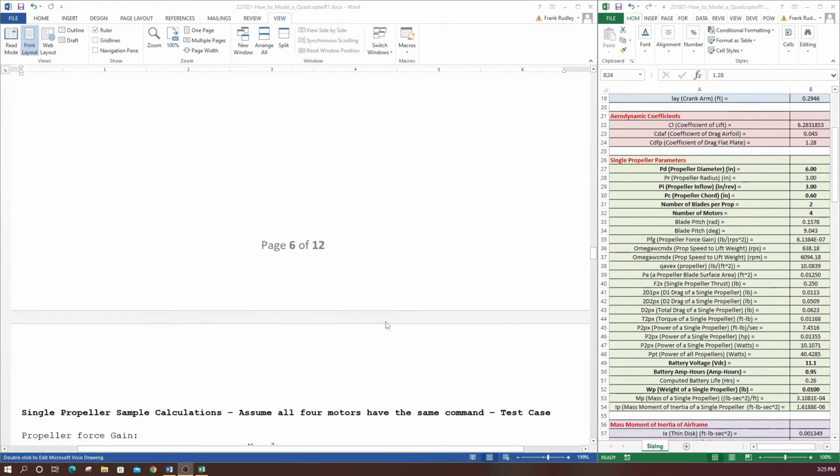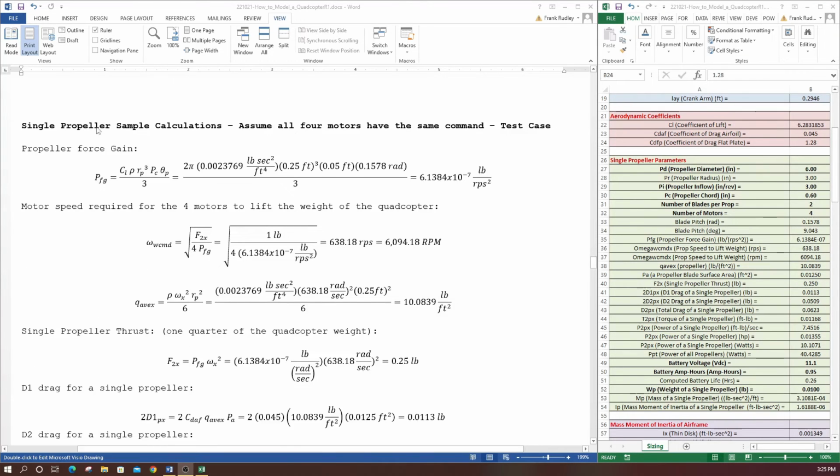So we're going to go through some of these calculations. This is our single propeller sample calculations. Assume all 4 motors have the same command. This is our little test case, our test point. So the propeller force gain, this is the equation for it, and we have it computed in our spreadsheet here. I'm just checking to make sure we get the same result. I did this with a calculator versus the spreadsheet. So we get 6.1384 times 10 to the minus 7 pounds per radian per second squared. So this would be the force gain computed, and it's computed over here.